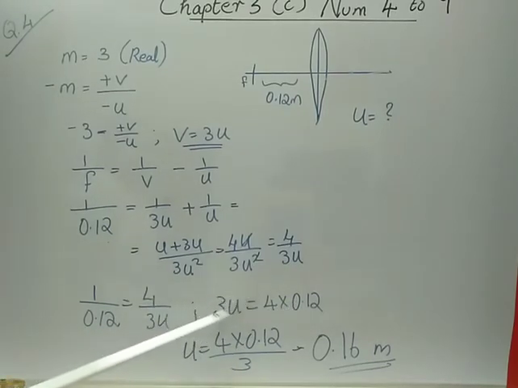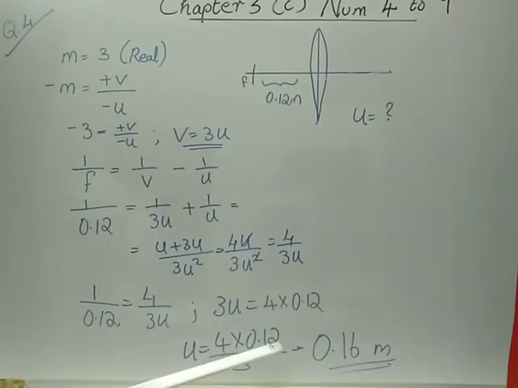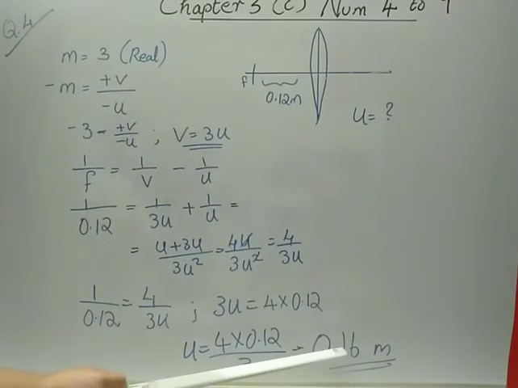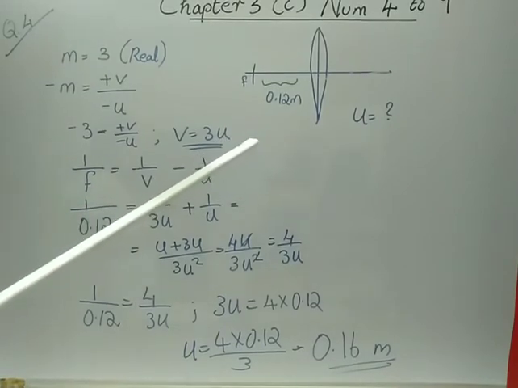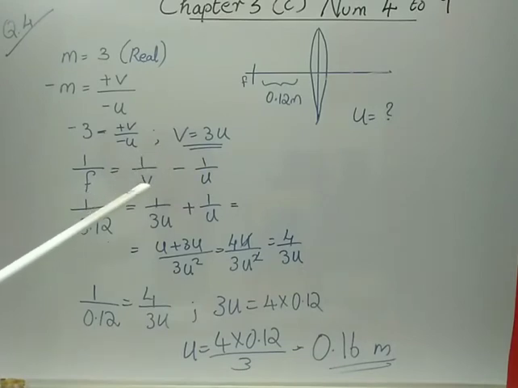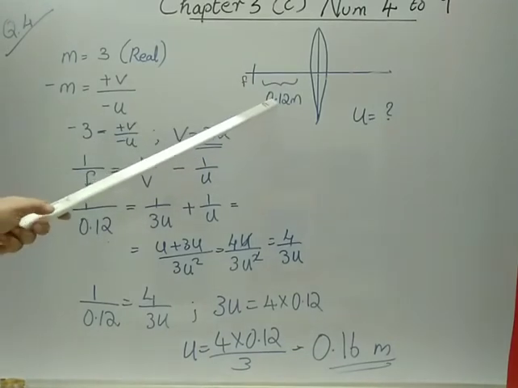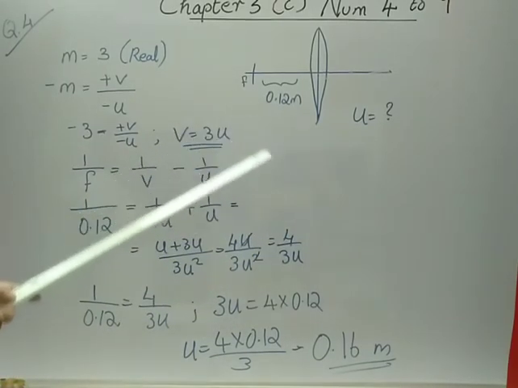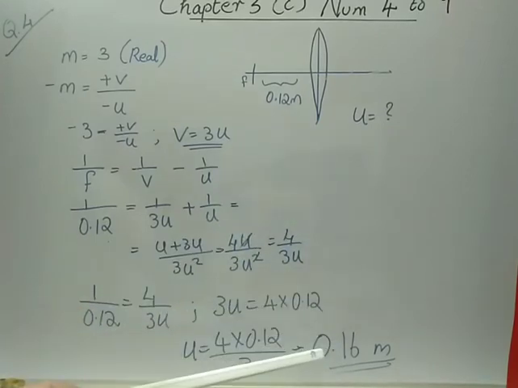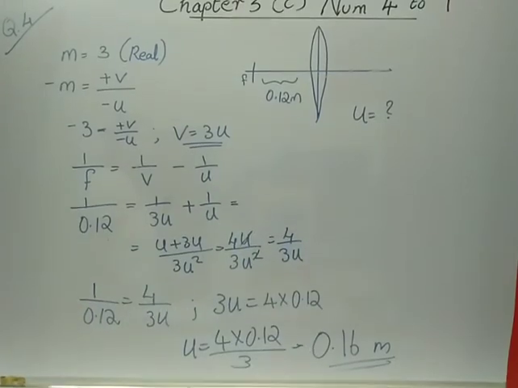U, multiplication when it goes to the other side becomes division. U is equal to 4 into 0.12 divided by 3. So we got the initial distance between the object and the lens as 0.16 meter. Here you can see the focal length is given in meter, so I am not changing it, no problem. The conversion is not that important. If the unit is given in meter, the answer will also be in meter; if the unit is in centimeter, the answer is in centimeter. So the distance between the object and the lens is 0.16 meter.